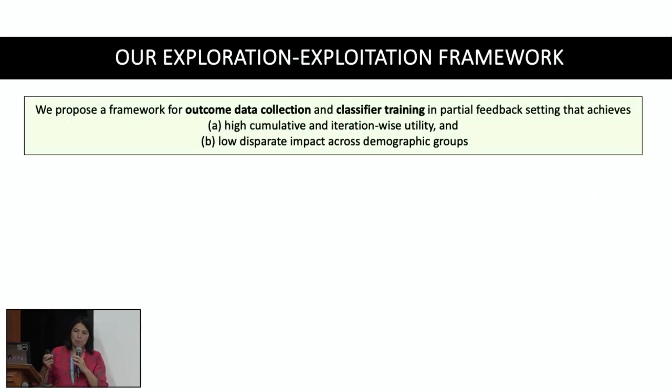So what we came up with is what we call an exploitation framework that we can adapt to keep learning while also maintaining a high utility. So what we want is both high cumulative utility and iteration-wise utility at every step of this process, but low disparate impact across the demographic groups.